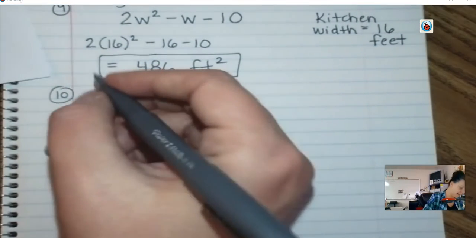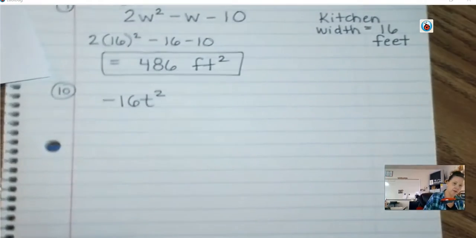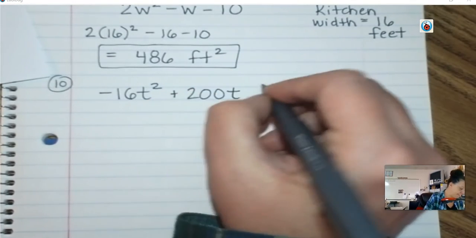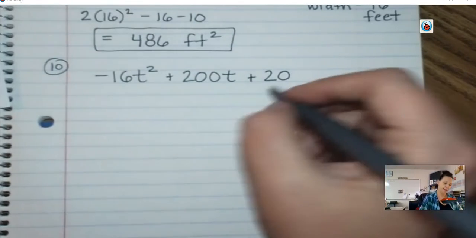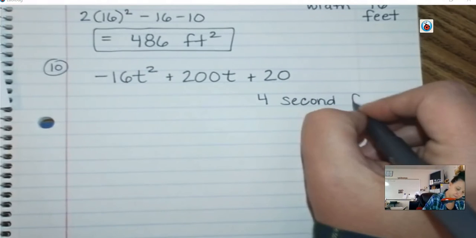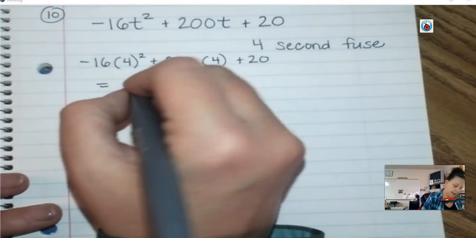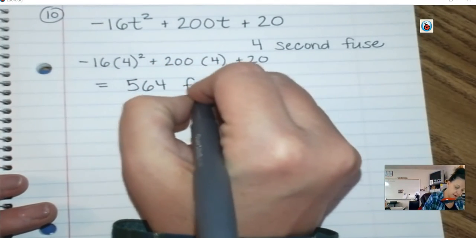So we have a rocket again. It gives us the equation negative 16t squared plus 200t plus 20. It has a 4-second fuse. Go ahead and calculate how high that rocket is going to get. Okay, you should have the rocket goes 564 feet into the air.